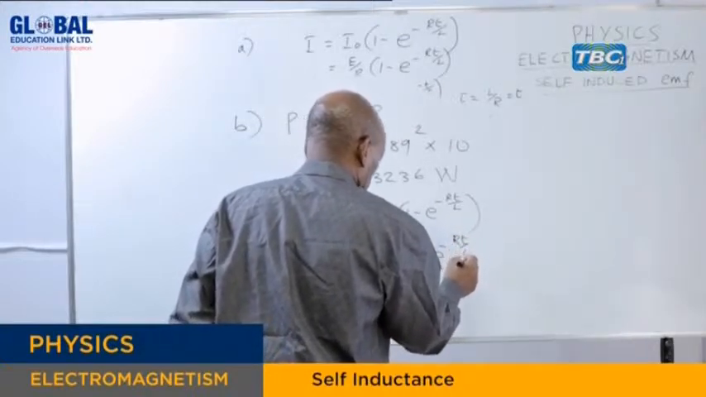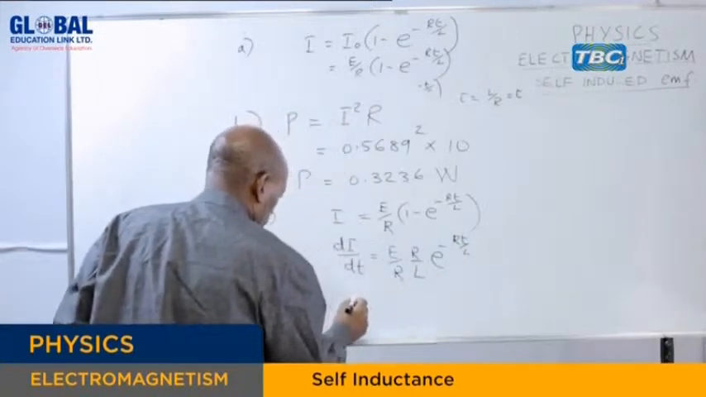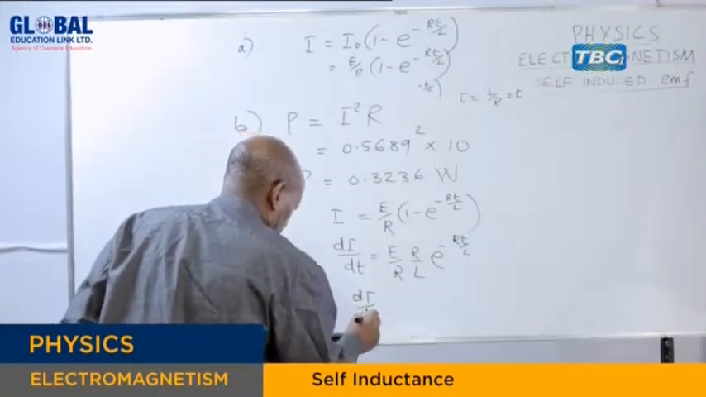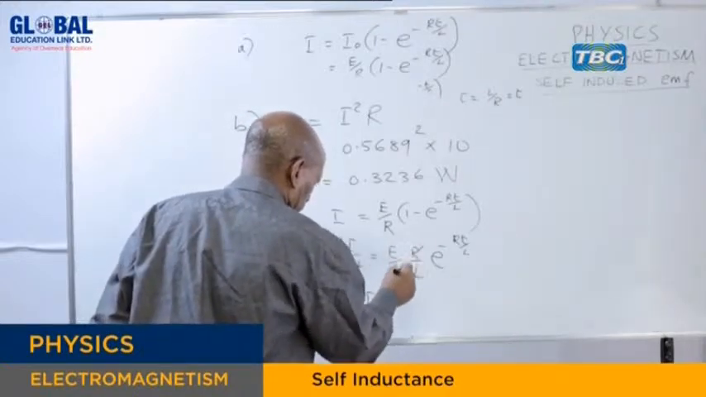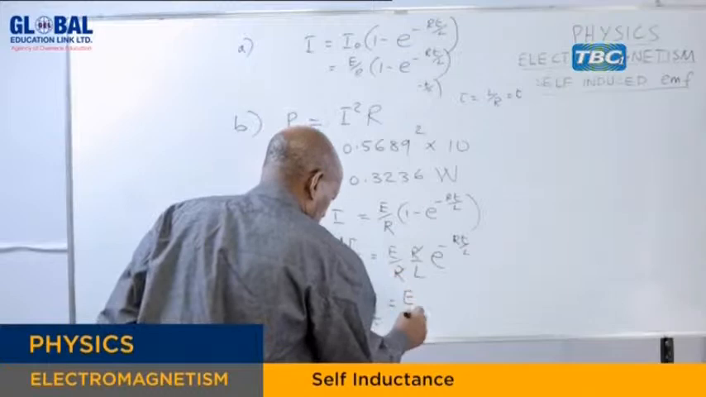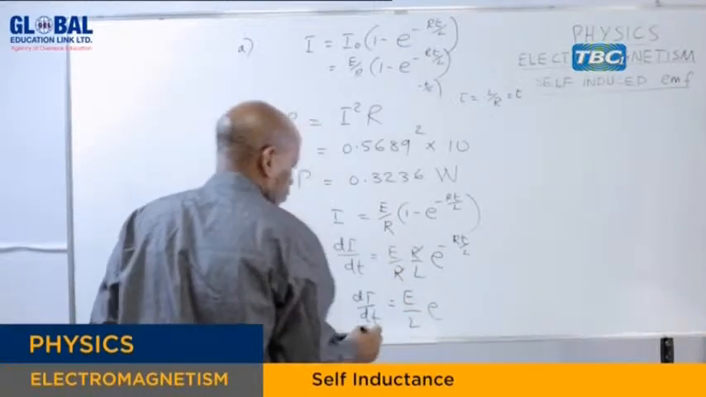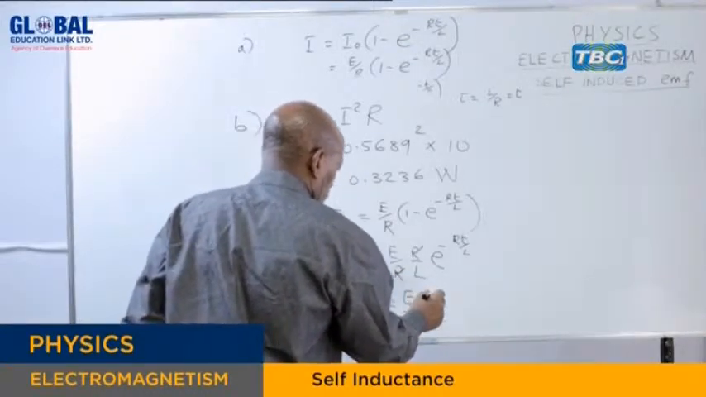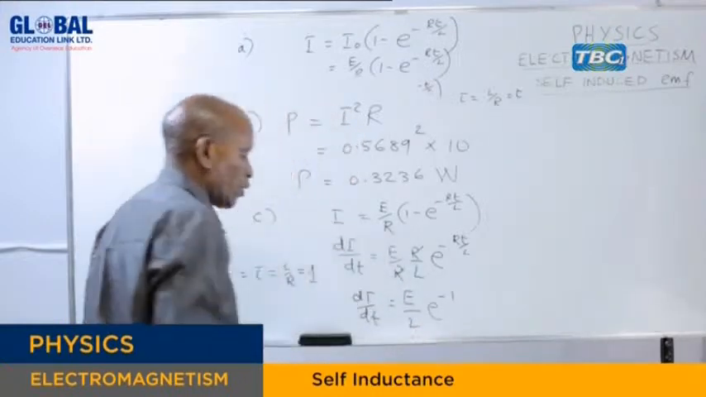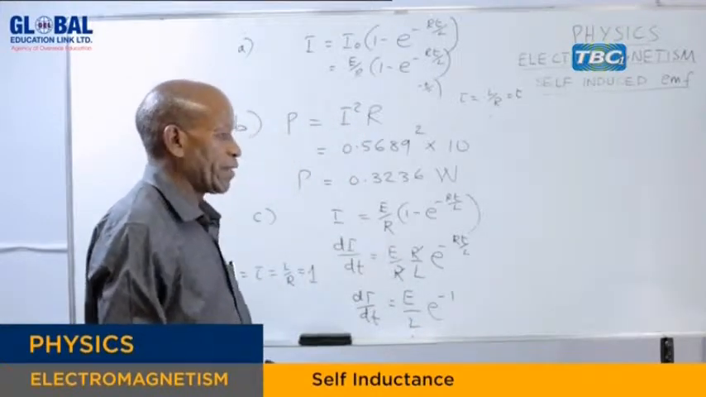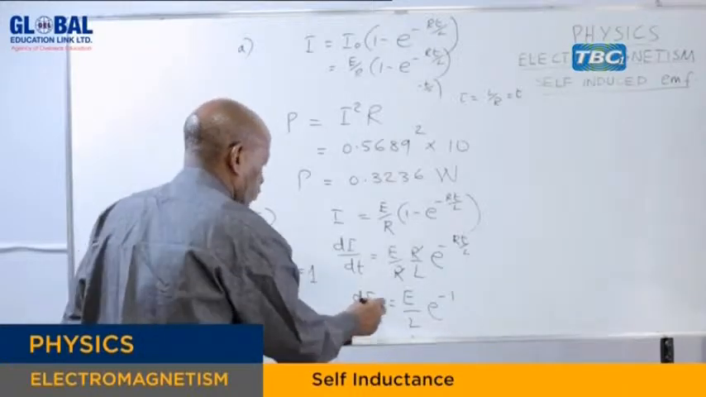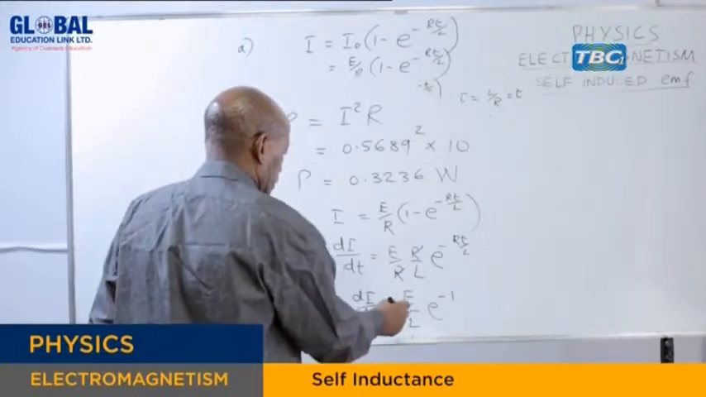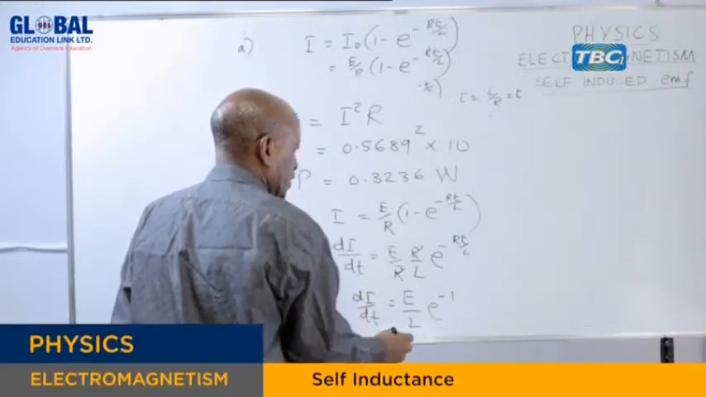So for that case, we can have di dt equal to E over R times R over L. This R and this R will cancel, and we shall be remaining with E over L times e power minus 1. And therefore, we just have to substitute for these values to obtain di dt.